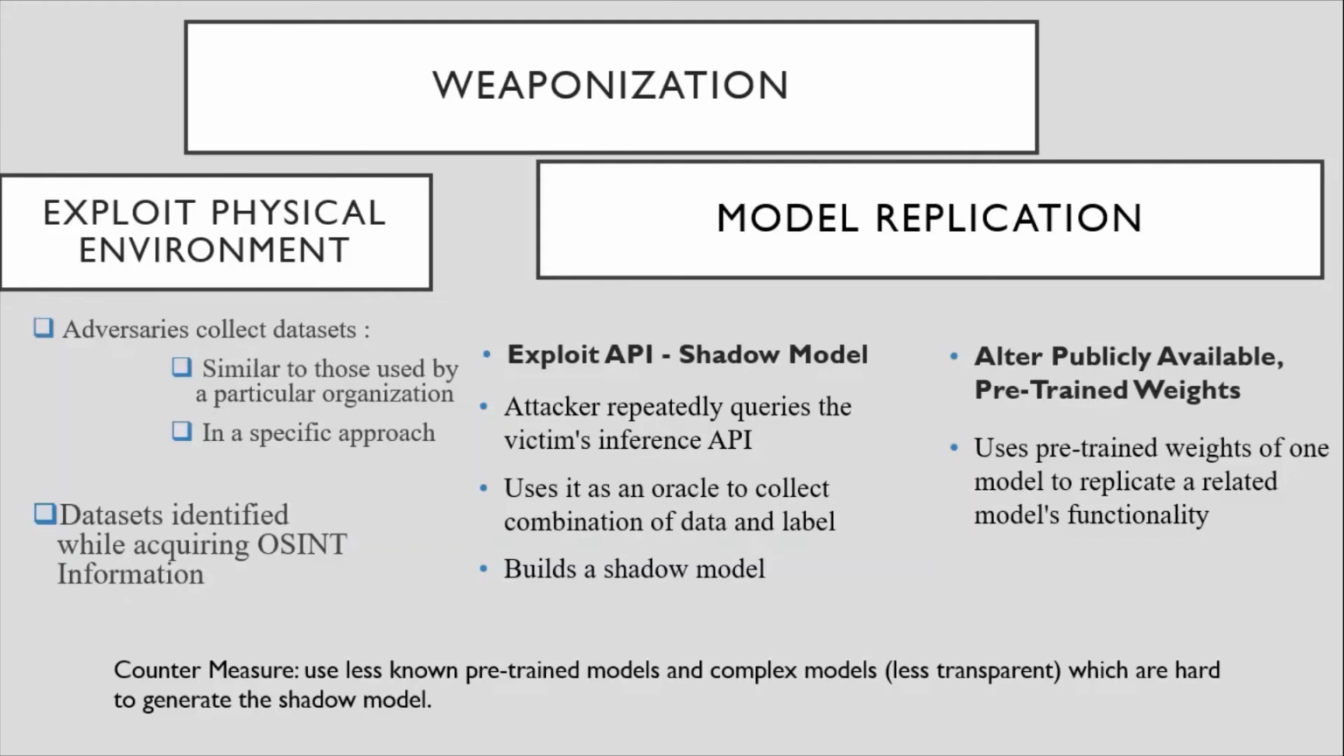A countermeasure can be using a less known pre-trained model, because many researchers use pre-trained models which were trained on one dataset and use them on another dataset. Those pre-trained models are well known, and also we should use complex models which are less transparent and less explainable. So generating a shadow model is hard, but that also has some trade-off, because the explainability and trustworthiness of those models will also be in question. So it will be a kind of balancing between those two.